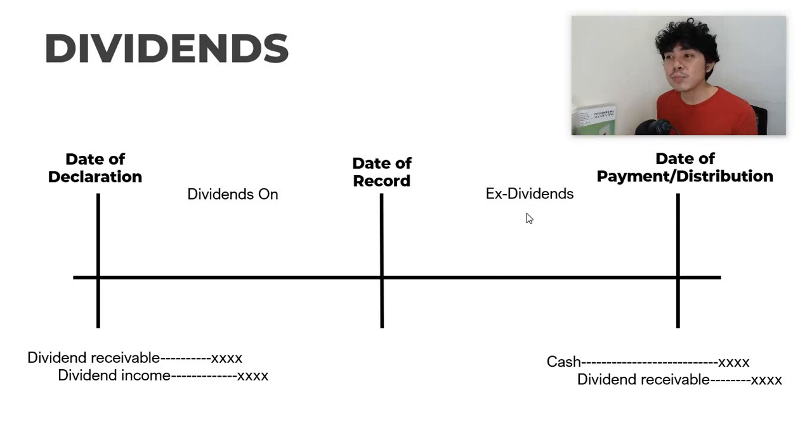So, since dito natin binenta yung 30,000 na shares, ibig sabihin, tayo pa rin ang may-ari ng 30,000 shares as of the date of record. At tayo pa rin yung shareholder na nakalista rito as of date of record. Kaya, tayo pa rin yung makaka-receive ng dividend na related doon sa 30,000 ordinary shares dito sa date of payment.